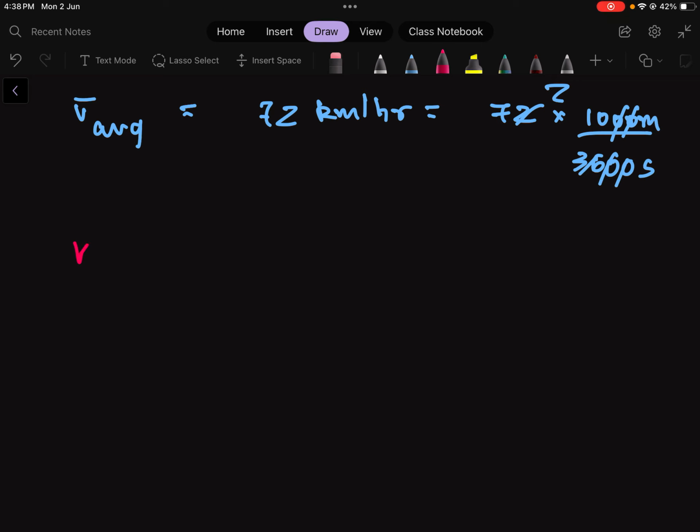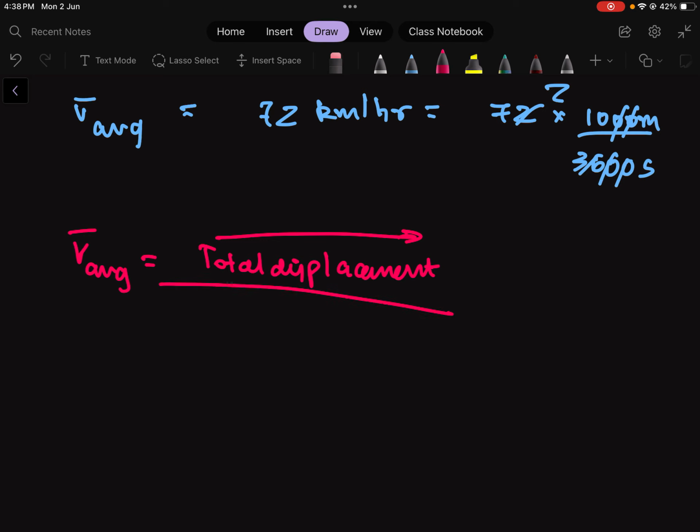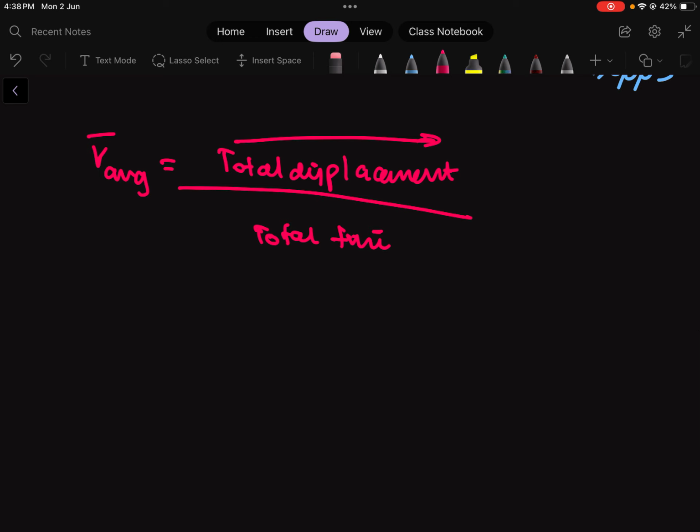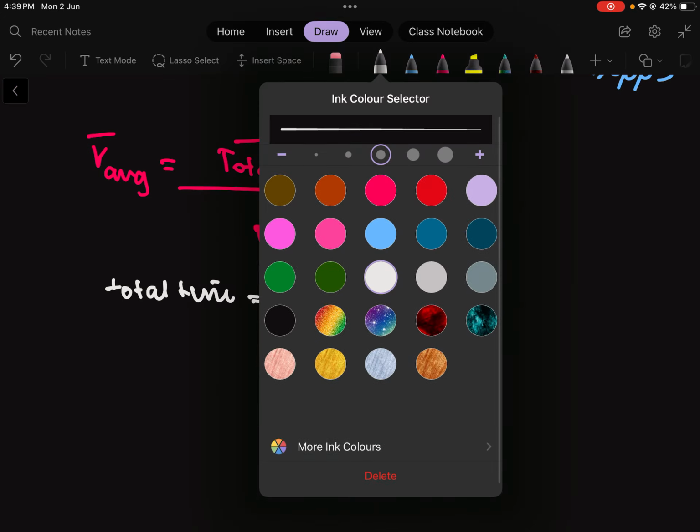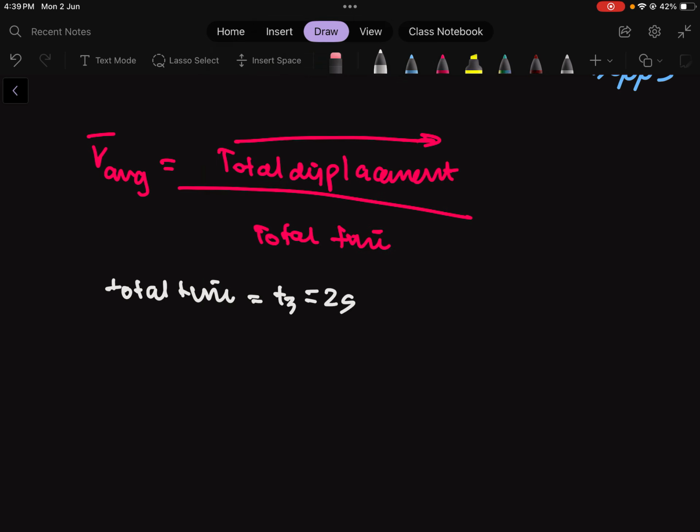Now what's the fundamental meaning of average velocity? V average is nothing but total displacement vector, because V itself is a vector, right? So total displacement divided by total time interval of motion. Now what's the total time? Total time is nothing but t3, which is 25 seconds, and we know V average is 20 meters per second because that's been given in the question. So total displacement, which is S, is nothing but V average, 20, into 25, which is total time. So this is nothing but 500 meters, right?